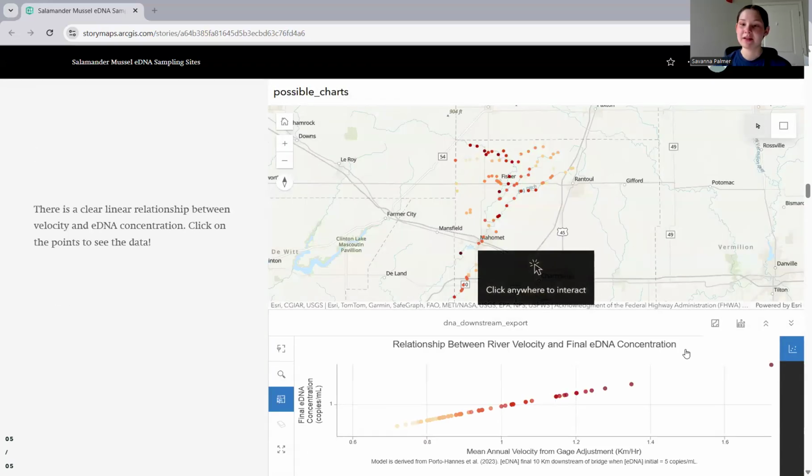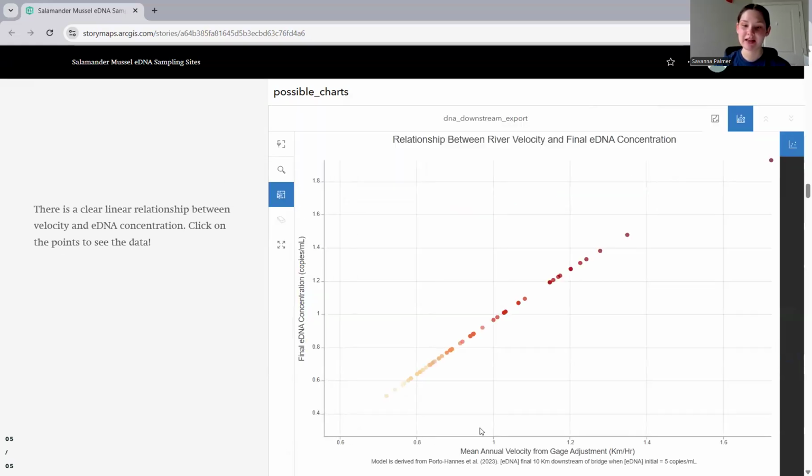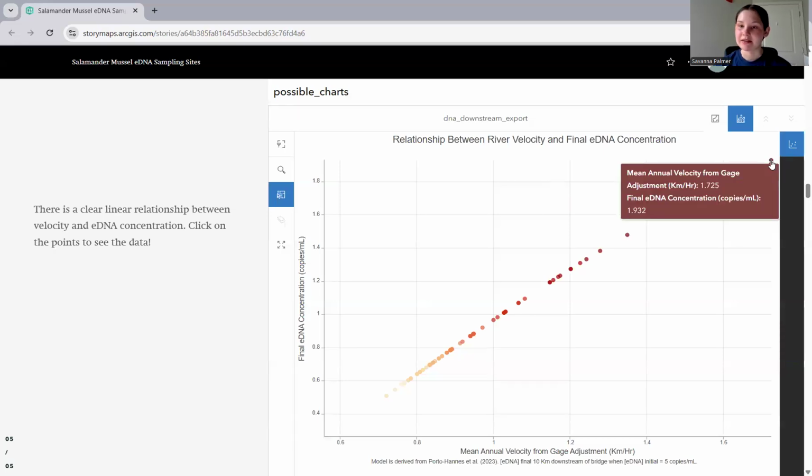Here is my first map and chart. I wanted to specifically look at this chart. On the X axis there is water velocity, and on the Y axis, final eDNA concentration 10 kilometers downstream from the bridge. As we see, there's a very clear linear relationship there. This top point here has a really high velocity at 1.75 kilometers per hour, and therefore has a high eDNA concentration.